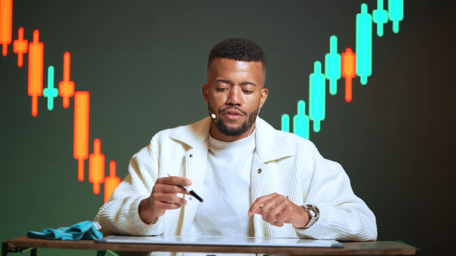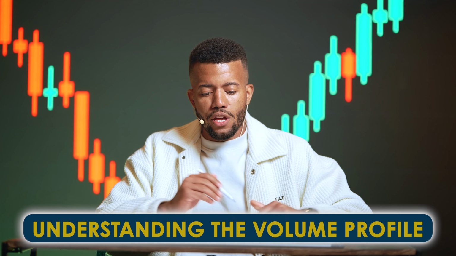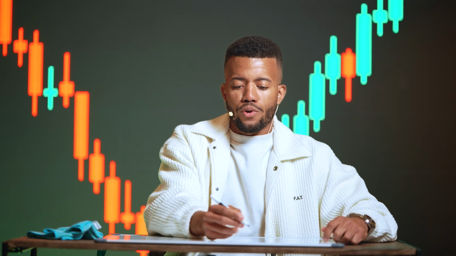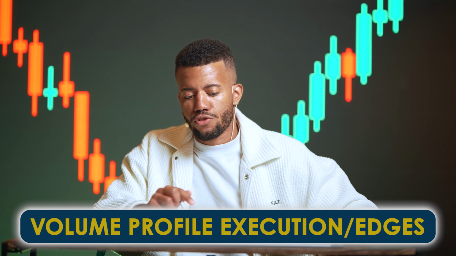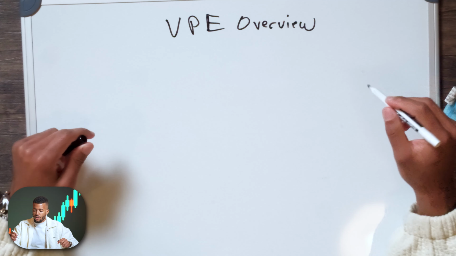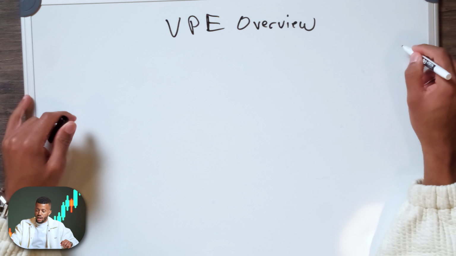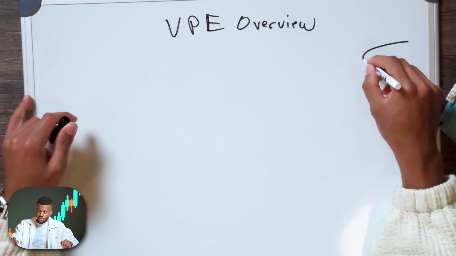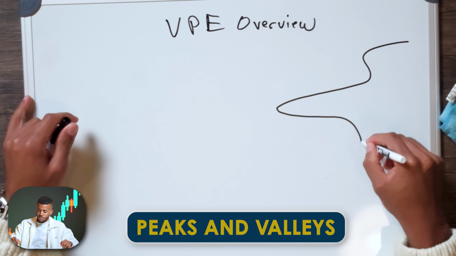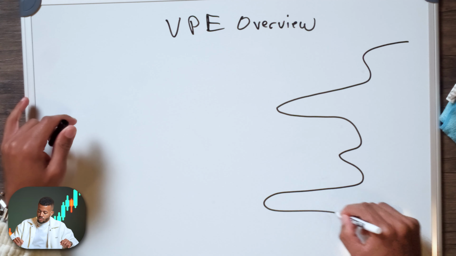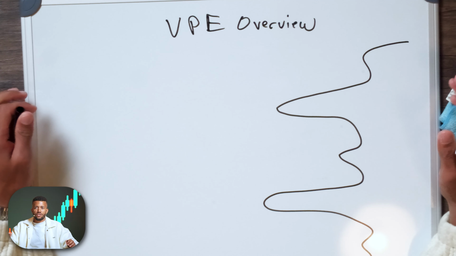At the core of the VPE model is understanding the volume profile. It stands for volume profile execution, or trading the volume profile edges. You can change the E to whatever you want. The volume profile is that indicator per session that looks like this. There's a bunch of peaks and valleys, okay? Like that on the chart.